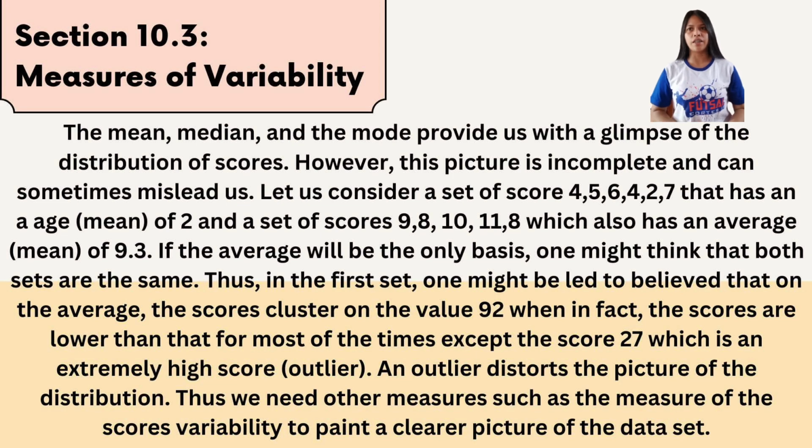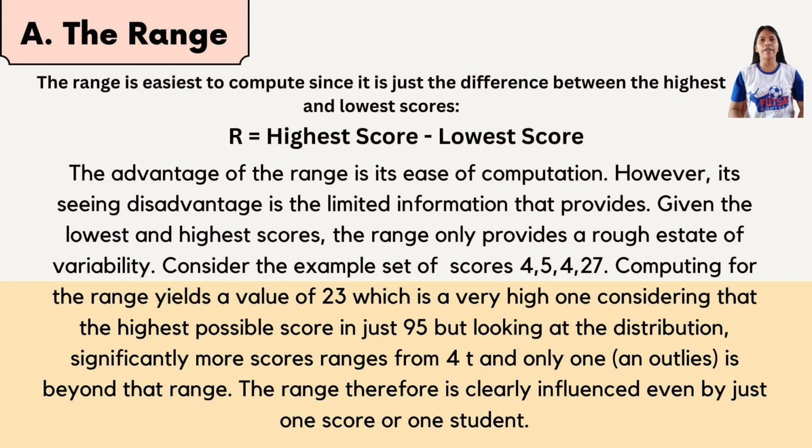Thus, in the first set, one might be led to believe that the scores cluster on the value 92, when in fact the scores are lower than that most of the time, except the score 27, which is an extremely high score or outlier. So, an outlier distorts the picture of the distribution. Thus, we need other measures such as the measure of score variability to paint a clear picture of the data set. A. The range.